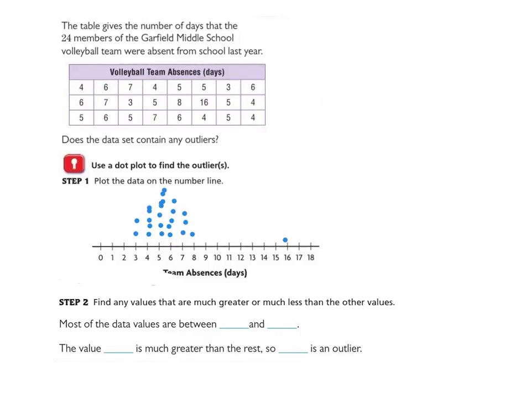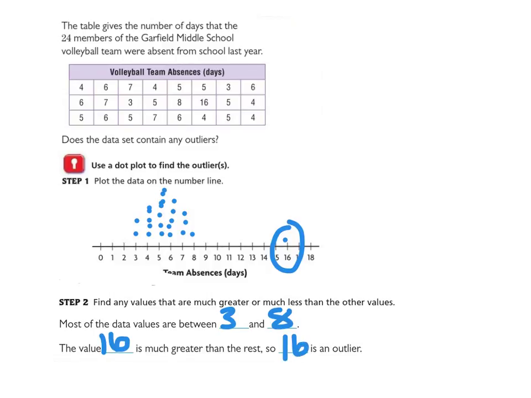Alright, so I went ahead and filled in this dot plot. And as you notice, it's not very accurate looking. It's kind of sloppy, but that's because I couldn't draw dots that small. But step 2 is you're going to find any values that are much greater or much less than the other values. So most of the data values are between 3 and 8. The value 16, do you see that one? It is so much greater than the rest, so 16 is our outlier.